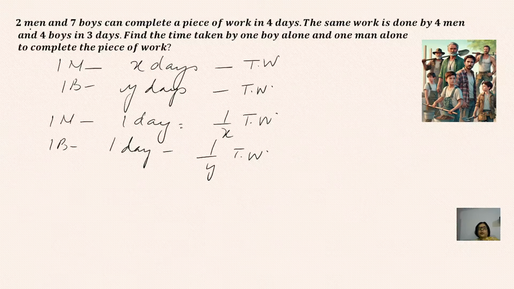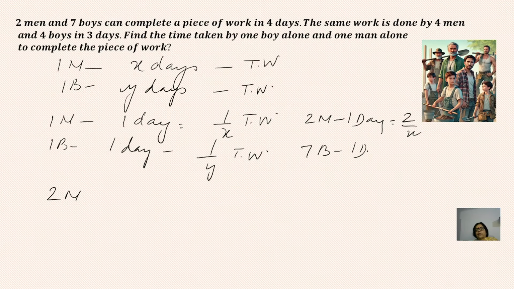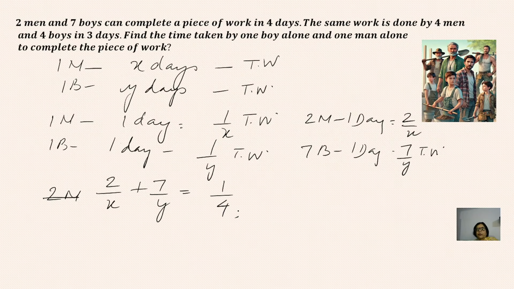So if we take a group of 2 men and 7 boys, 2 men in 1 day will do 2 by x of the work, and 7 boys in 1 day will do 7 by y of the total work. So 2 by x plus 7 by y. Now this is their 1 day's work. They complete the work in 4 days. So in 1 day they will do only 1/4 of the work. So this is how we frame the equation.